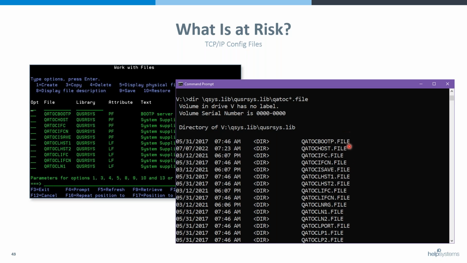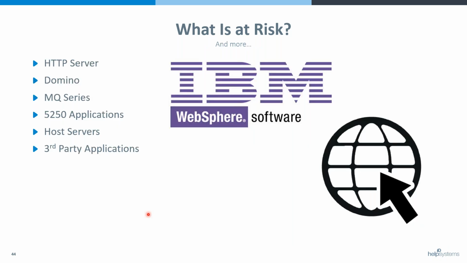So this host file right here, I updated my host table entries the other day. And so you can see on my system, recent change date. If you've got that root directory shared, there is a potential that those files can be compromised, modified, damaged, and that could definitely create some system unavailability. Of course, all of the other things that we've talked about are at risk as well.